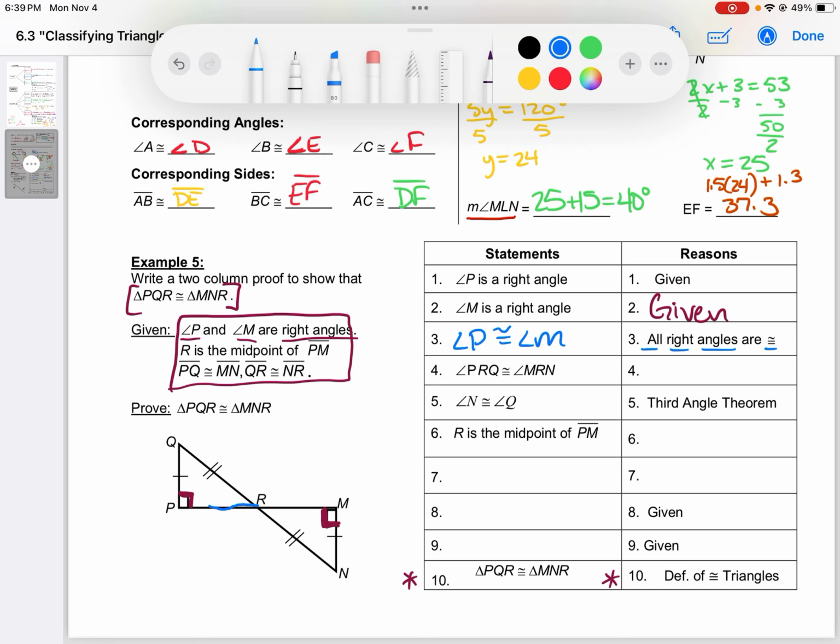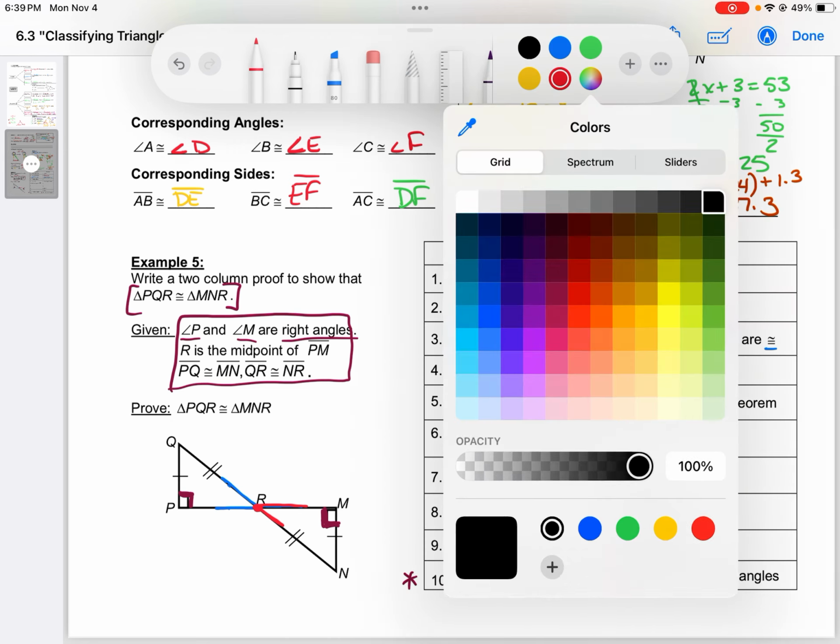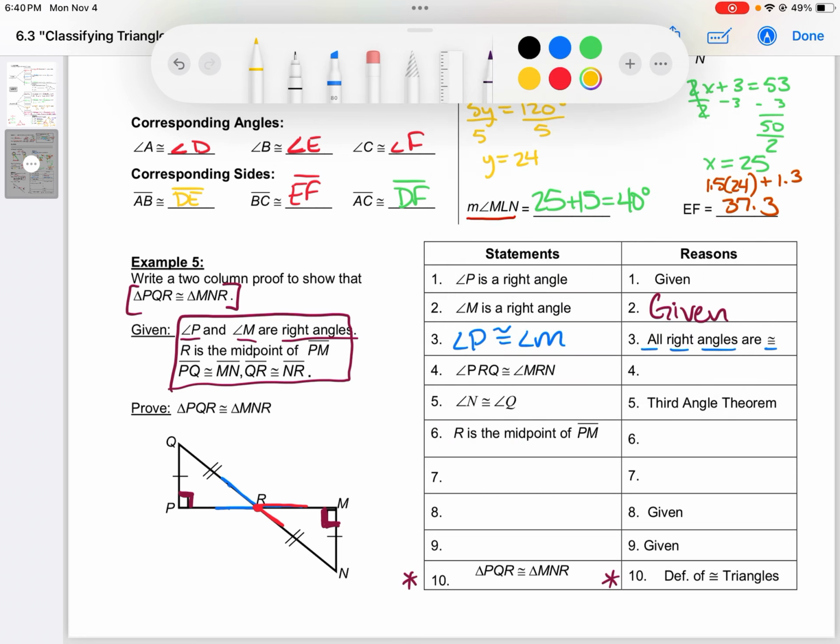And now this next one is asking us to say that angle PRQ, P to R to Q, equals M to R to N. We're trying to say that these two angles that are across from each other at an intersection are congruent, and they are because of the definition of vertical angles.